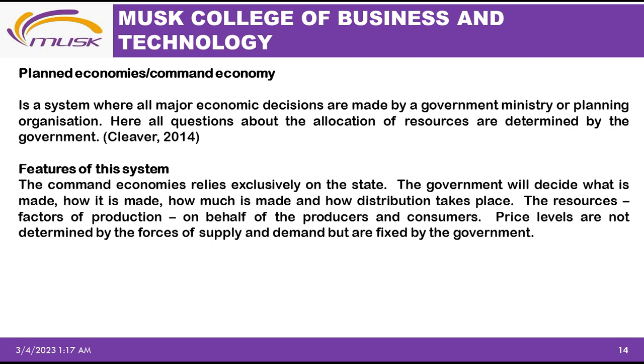And very importantly, the government is going to decide what will be made, how it will be made, how much will be made, and how distribution takes place. The resources or factors of production are allocated on behalf of the producers and consumers. So this one is completely opposite of the first one. So there is no determination of prices due to demand and supply.